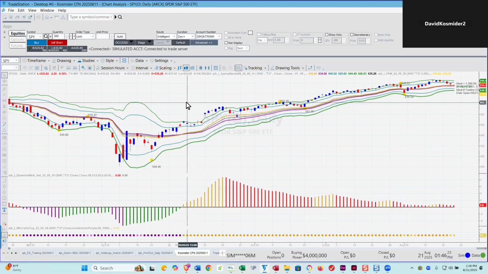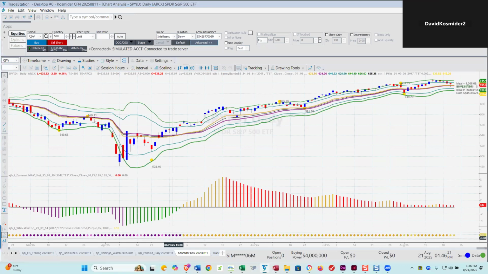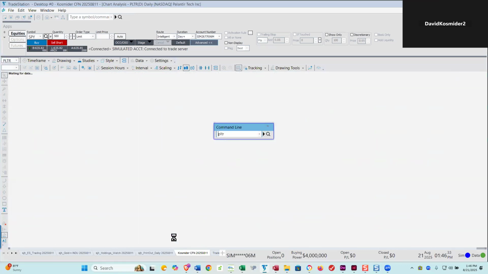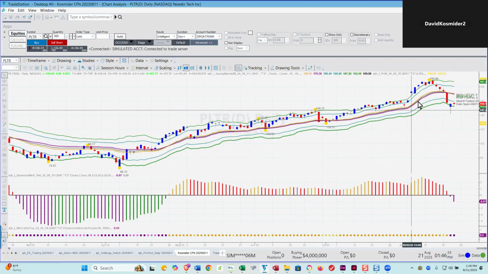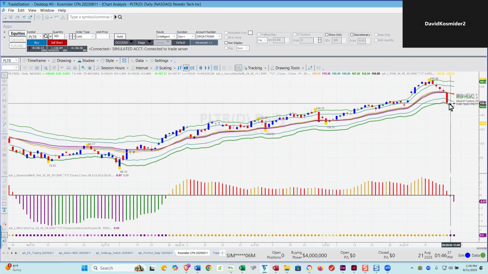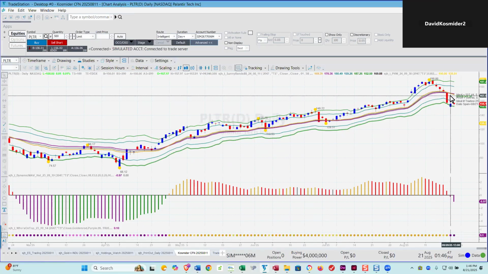More symbols, please. Let's look at, what do I look? PLTR. They've had some bad luck the last few days. And now we've bounced off the lower outer band and gone up on a red candle. So I'm thinking that we're going to go on up to the DMA on this one.